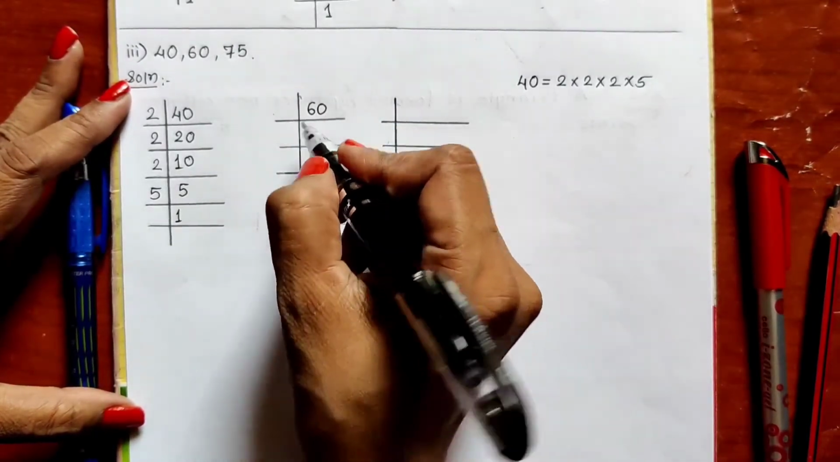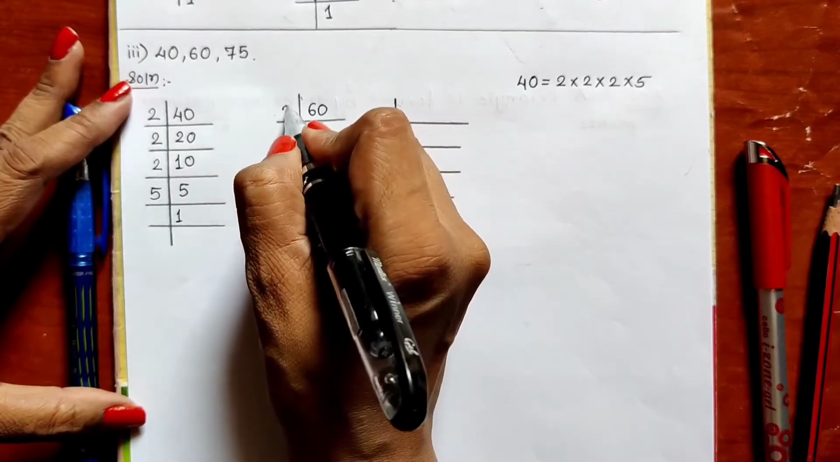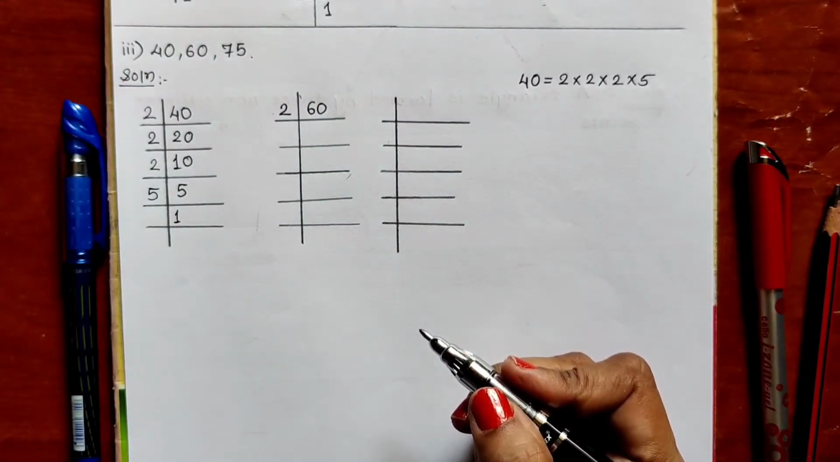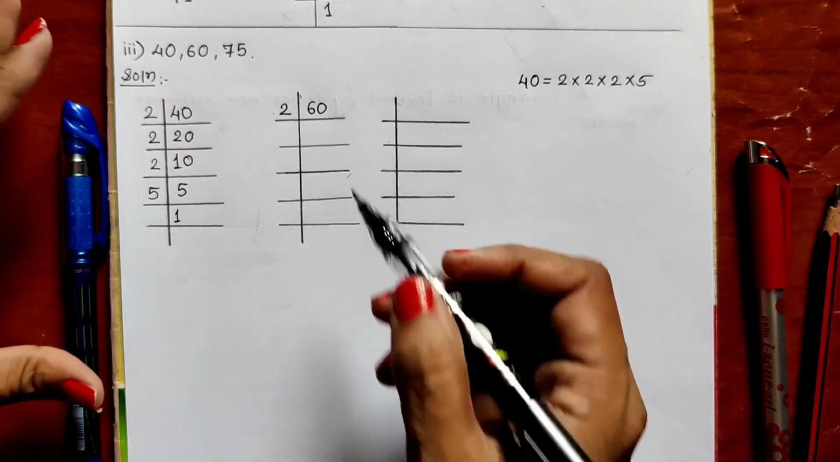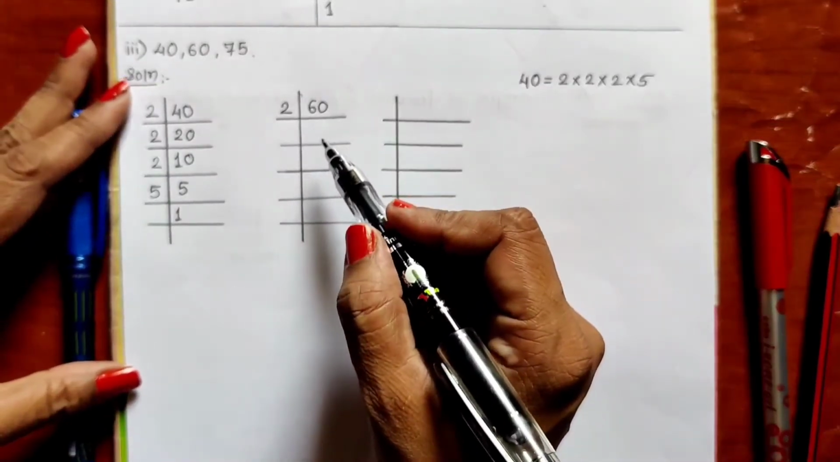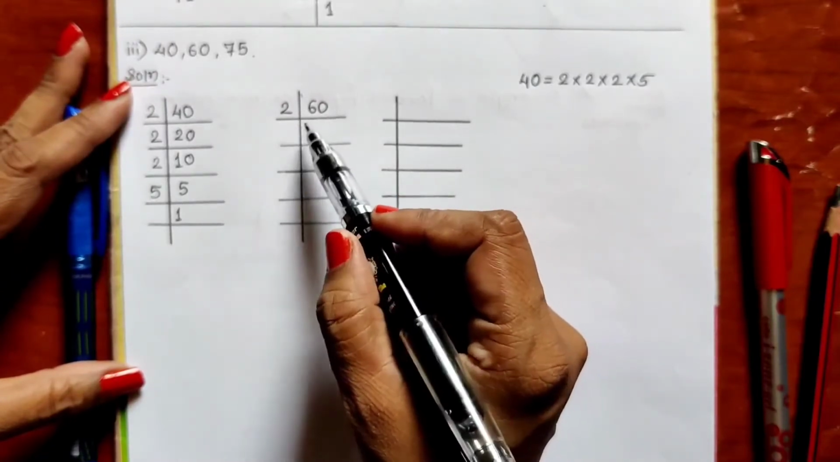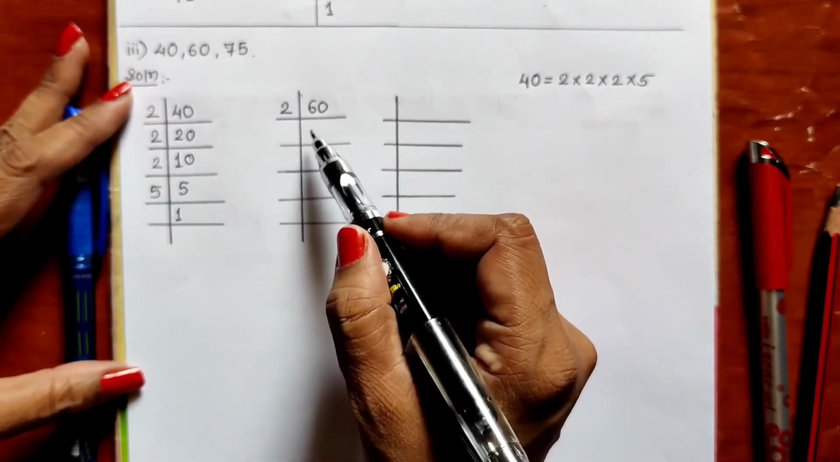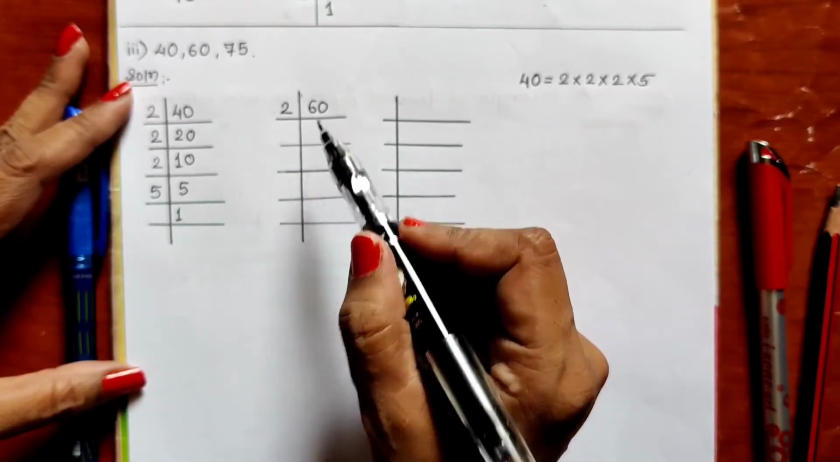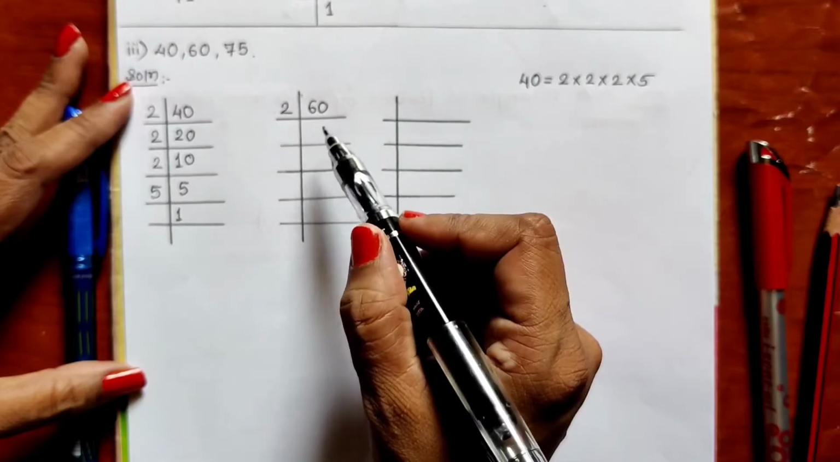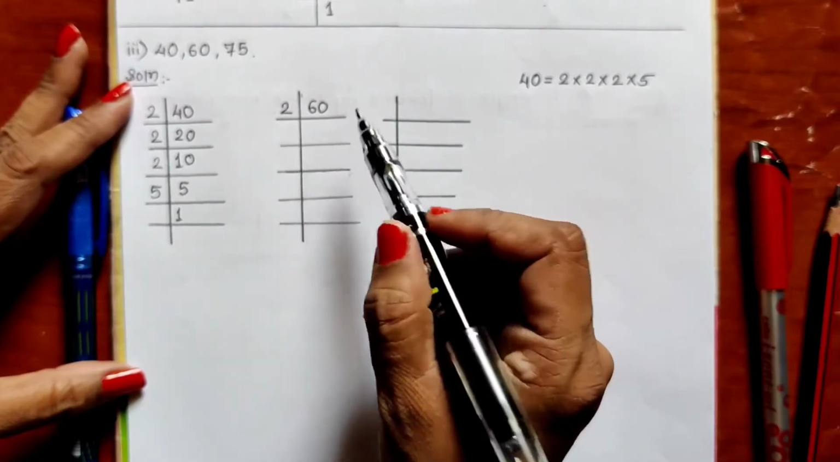0 is there in the unit place. So we will start dividing by 2. As 60 is an even number, we start with 2. You should not directly start with 3 or 5. You have to check from 2. Start checking whether the number is divisible by 2 or not. If it is not divisible by 2, then go on to 3. Check whether it is divisible by 3. If it is not divisible by 3, then go on to 5, like that.